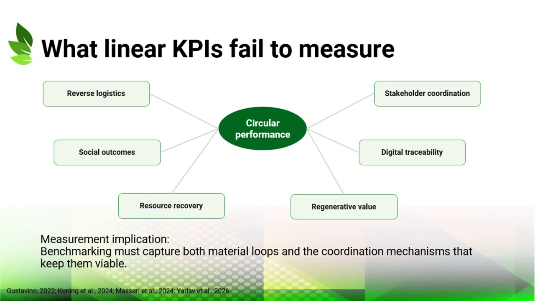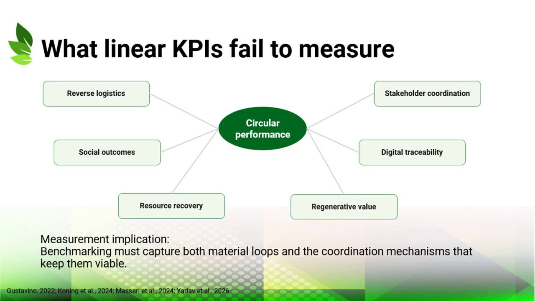Circular supply chains require reverse logistics, because materials must flow back from users into recovery systems. They require resource recovery, because waste needs to become an input again. They also require stakeholder coordination, since suppliers, recyclers, customers, regulators, and communities often share responsibility for outcomes. In addition, circular performance includes regenerative value, social outcomes, and digital traceability. These are not easily captured by a simple cost or speed indicator.